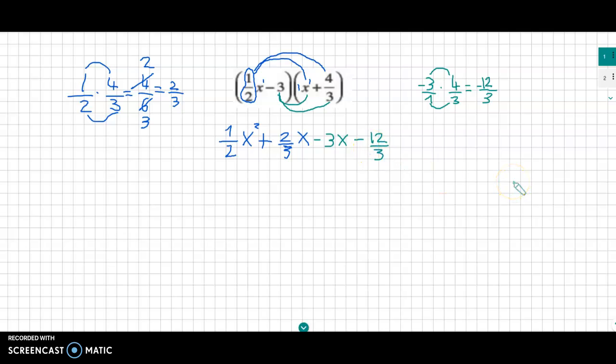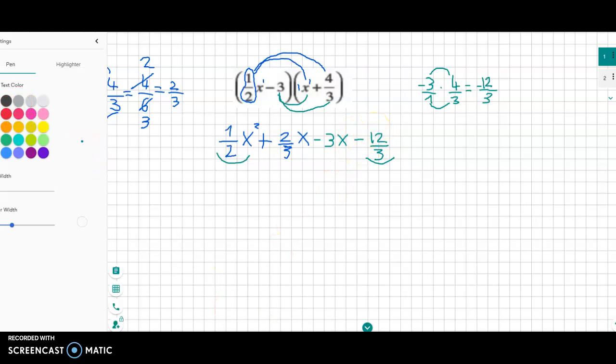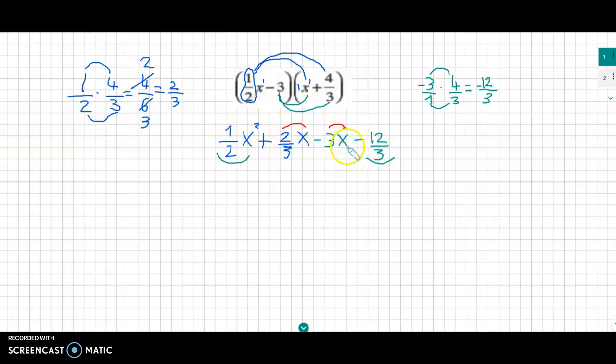Okay, guys, so finally we check if we have any like terms here. For example, 1 over 2x squared and minus 12 over 3 are terms alone; they don't have any like terms. But here we can see that we have 2 over 3x and minus 3x. They have the same variable, but different coefficients. So we need to combine the coefficients here. That will be 2 over 3 minus 3.